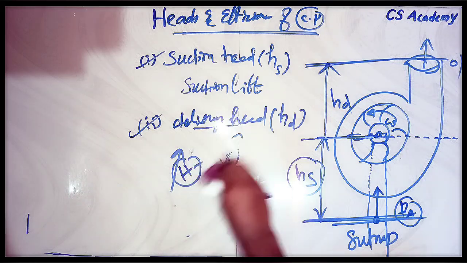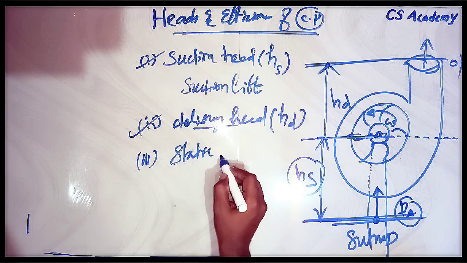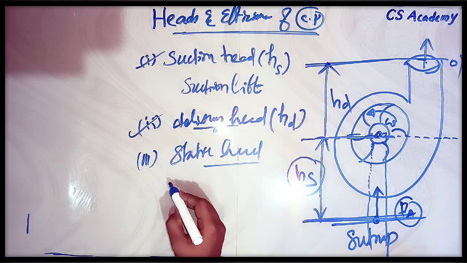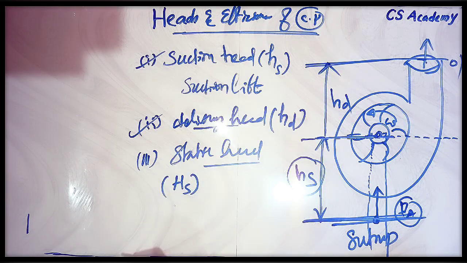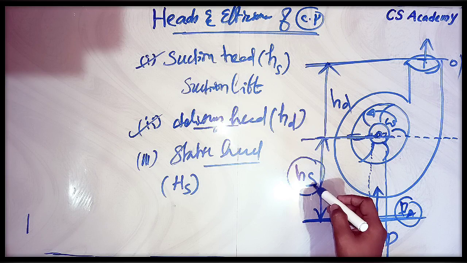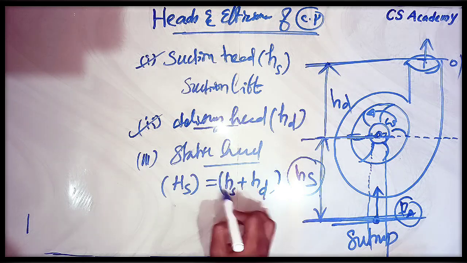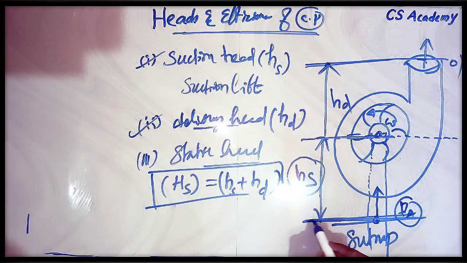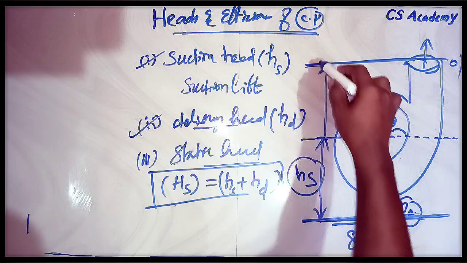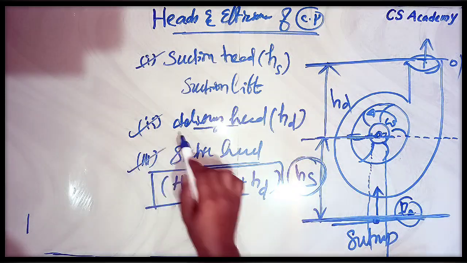And the other head is static head. The third one is static head. Here we will denote this static head as capital H S, and this static head is nothing but the total summation of the suction head and delivery head, that is H suffix S plus H suffix D. Static head is nothing but the total head from the top of the sump to the delivery point, which in the centrifugal pump is called static head.